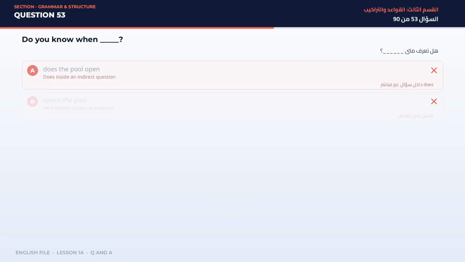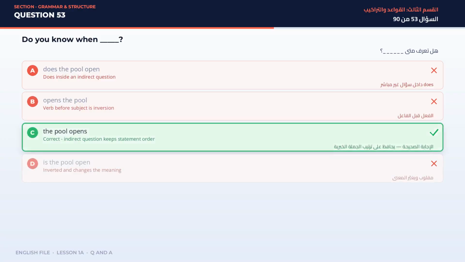Question 53. The answer is C, the pool opens. Indirect question keeps statement order. Not A, does inside an indirect question. B, verb before subject is inversion. D, inverted and changes the meaning.